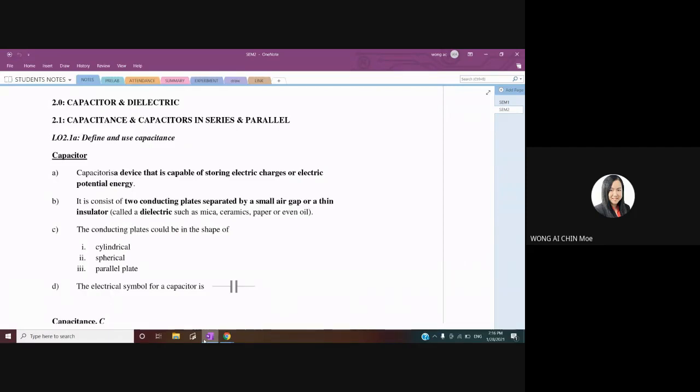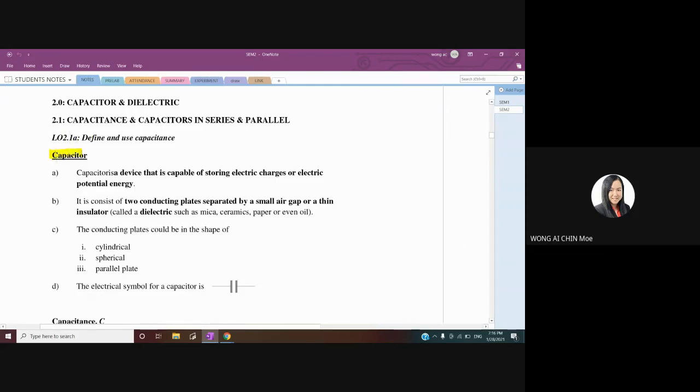Okay, so this is a new topic, chapter 2, capacitor and also dielectric. This is a very short topic. We only have 3 subtopics. The first one, you will learn what is a capacitance and also the energy stored in a capacitor. 2.2 is a time constant where we will learn charging and discharging process. And then 2.3 is a dielectric constant. Okay, so let us start with the first subtopic, which is 2.1 capacitor.